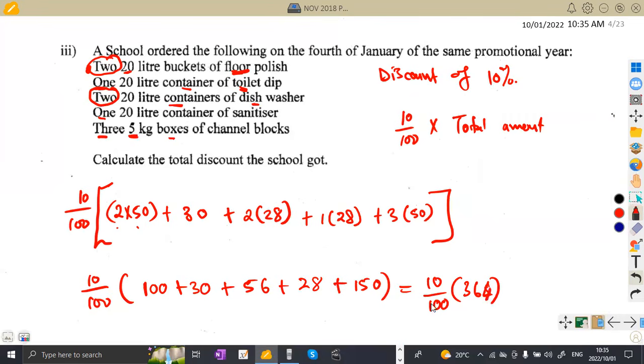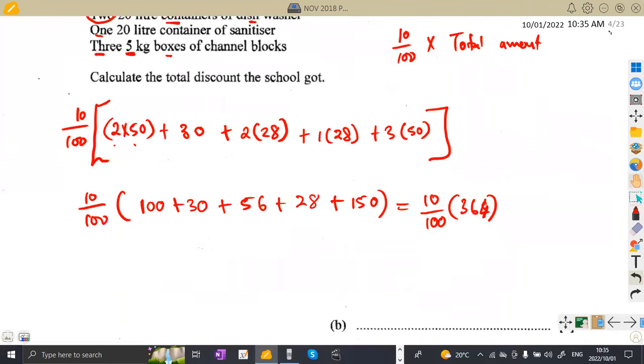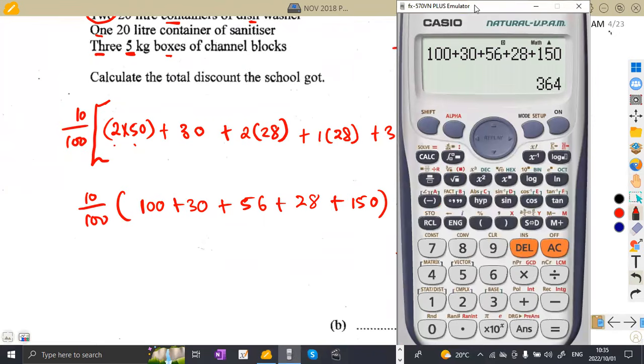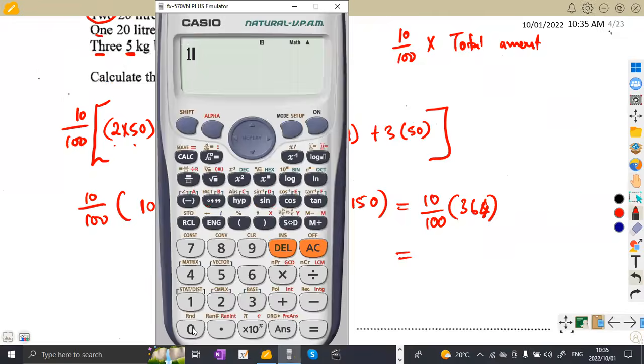All right, so if we multiply by 10% here, 10 over 100 of this 364, what are you going to have at the end? This is paper 2, guys. Try to also use your calculator. Okay, so it's 10 over 100 times 364.